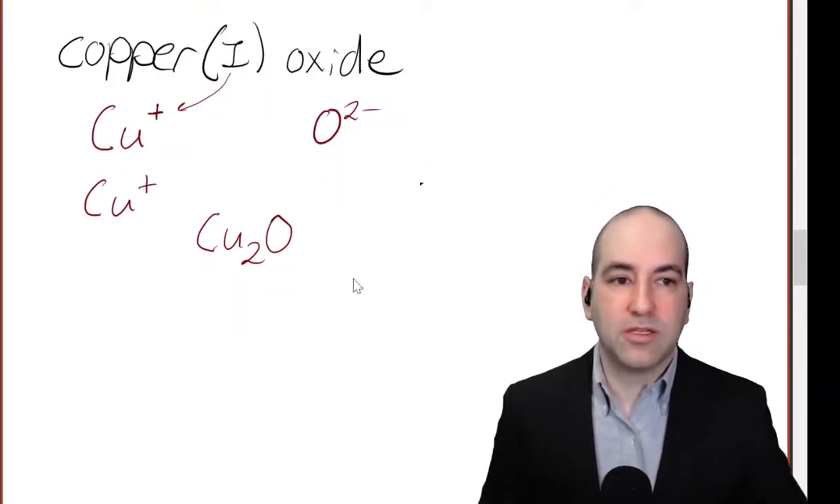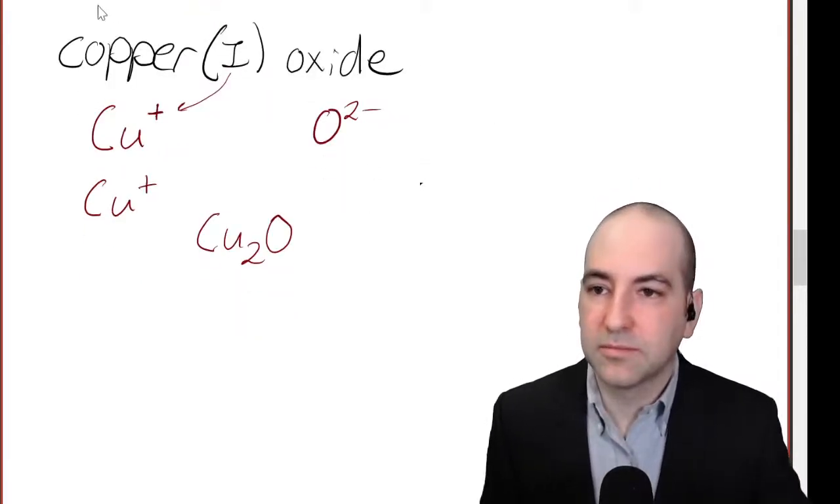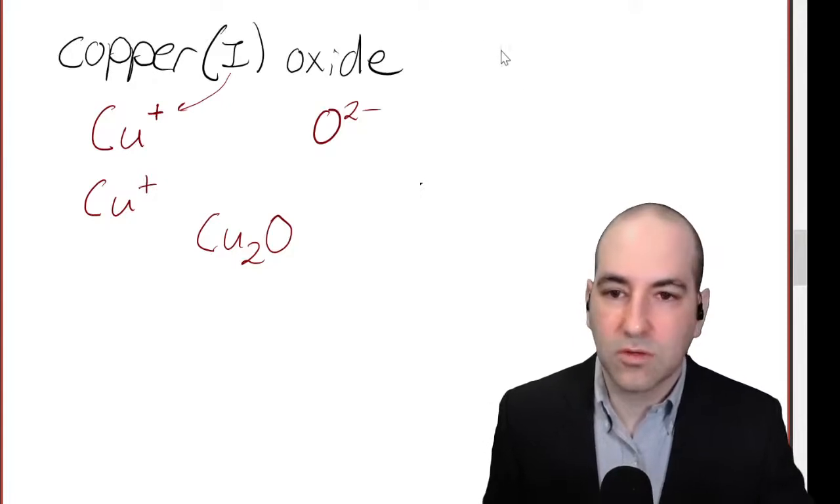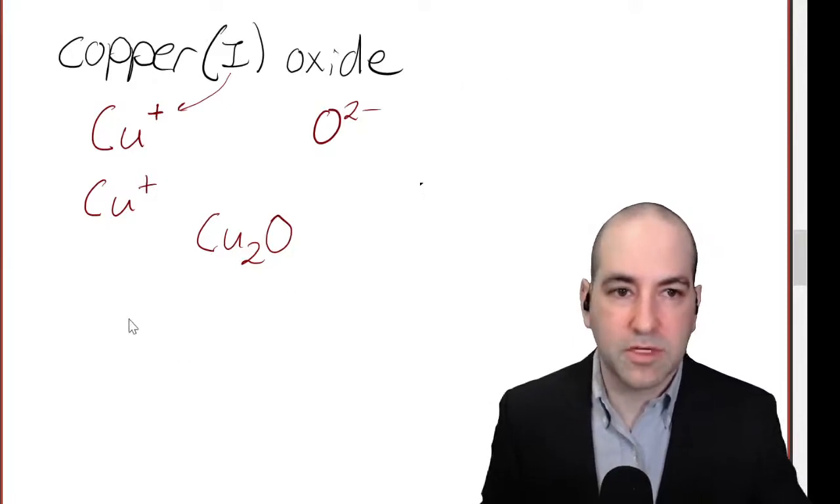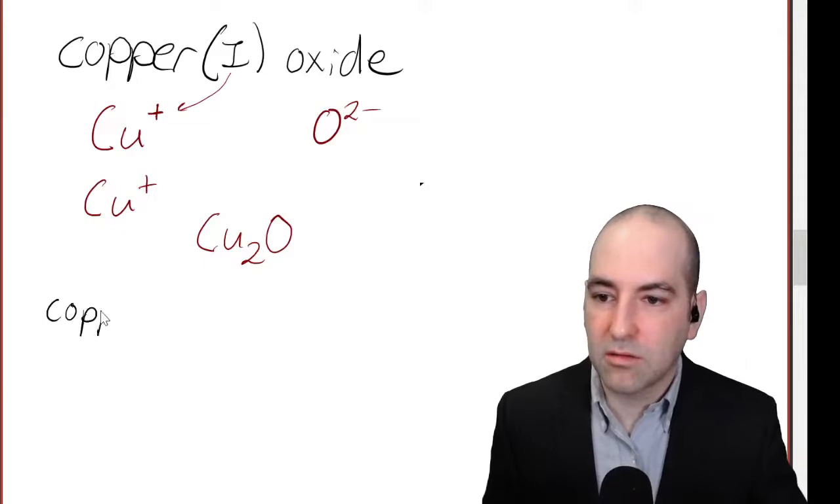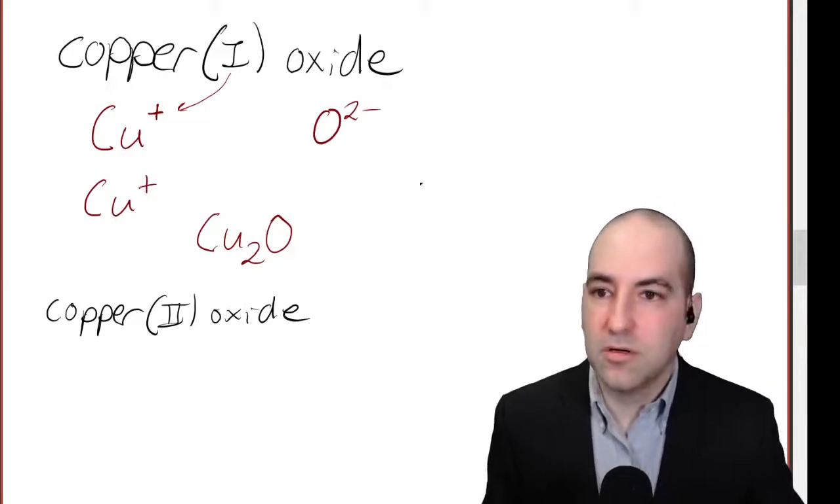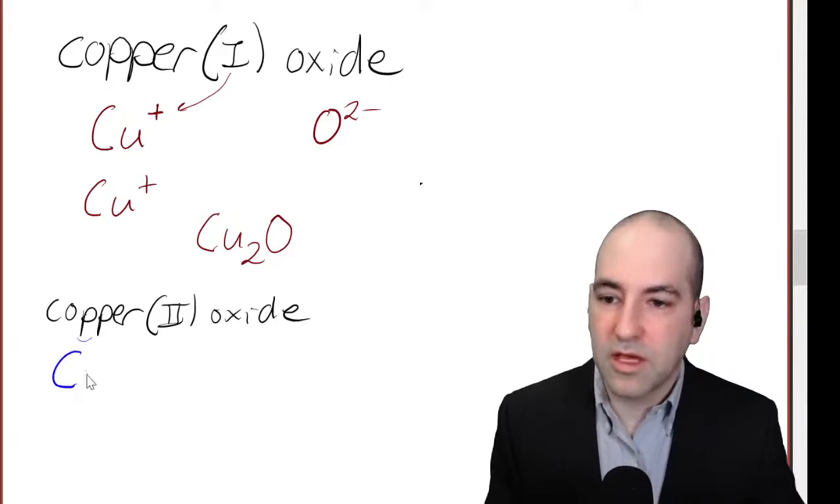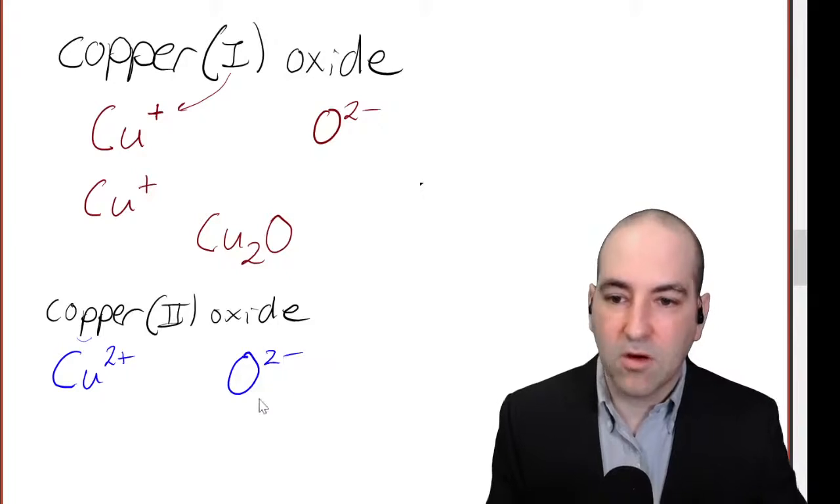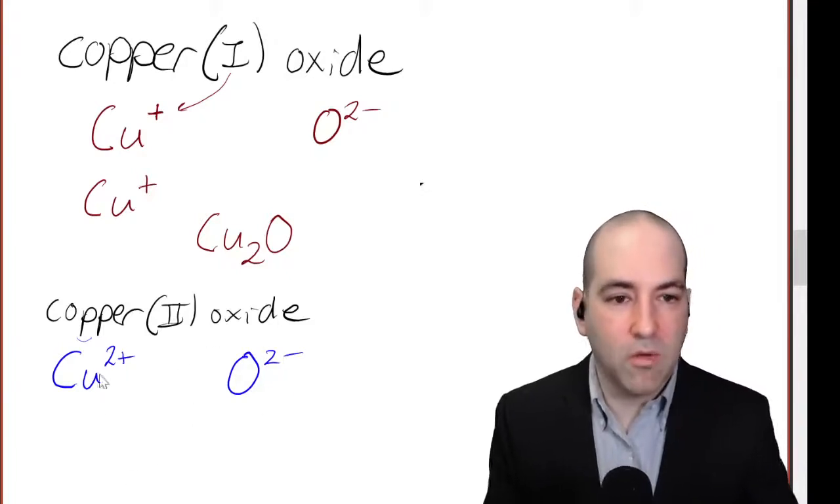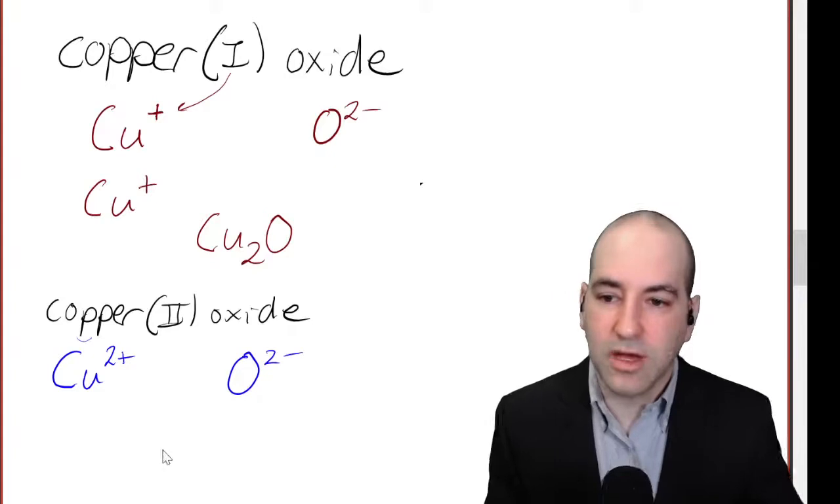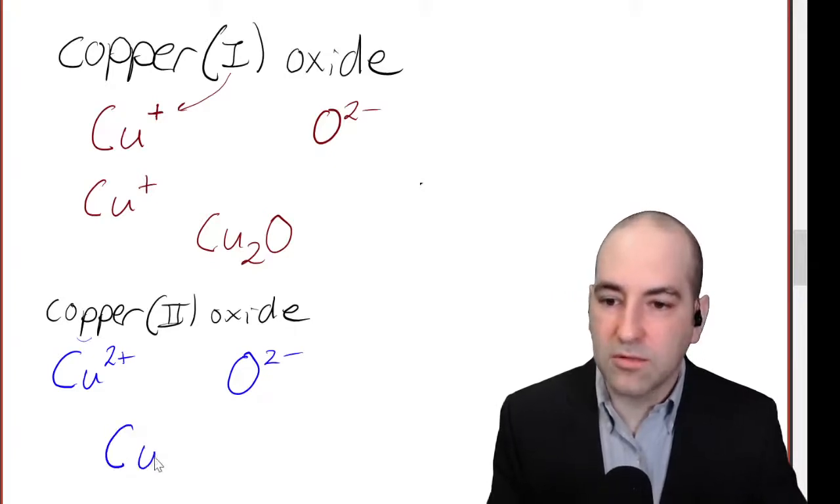So then let's compare that to copper 2 oxide. We'll just put that right next to it. Or maybe it makes more sense to put it underneath so we can see it better. Copper 2 oxide would be, in this case, Cu plus 2. The oxide is O minus 2. So now we do have a 1-to-1 ratio there because we can have plus 2 and minus 2. So our overall formula is going to be CuO.